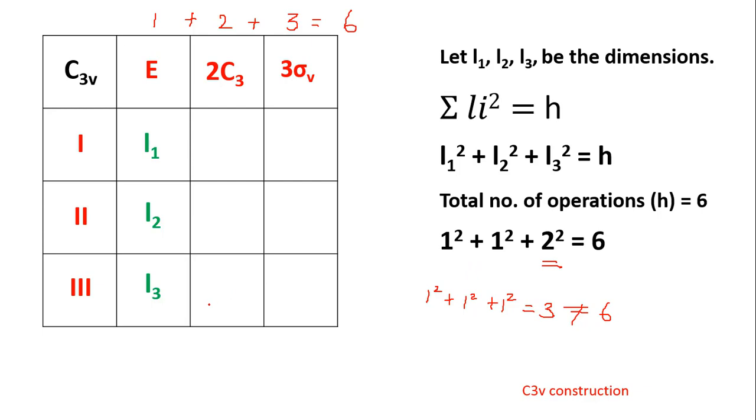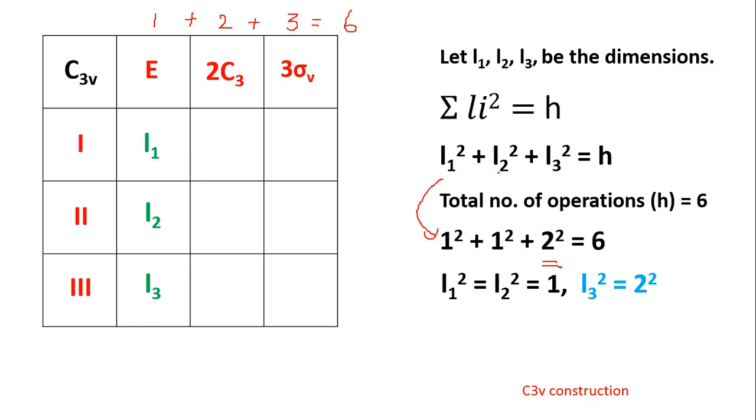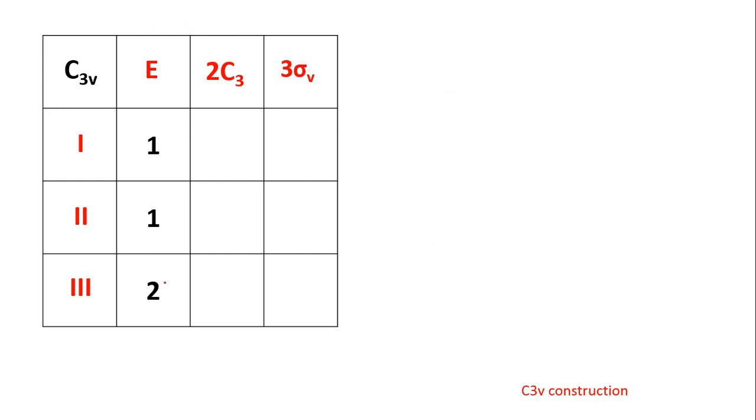So we get L1 square is equal to L2 square is equal to 1. That is, this is 1 square, this is 1 square, and L3 square is equal to 2 square. That means L1 is equal to L2 is equal to 1 and L3 is equal to 2. So L1 is equal to 1, L2 is equal to 1 and L3 is equal to 2.